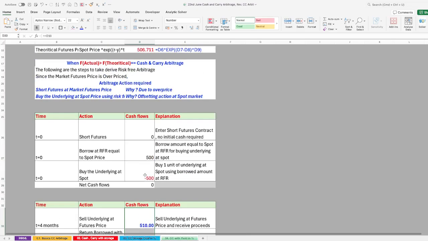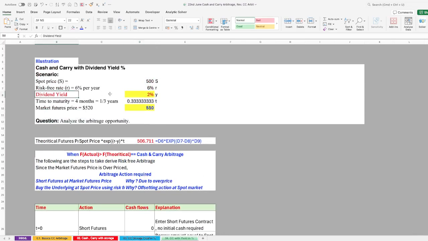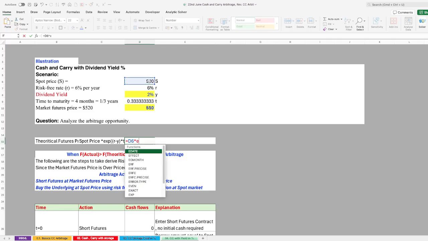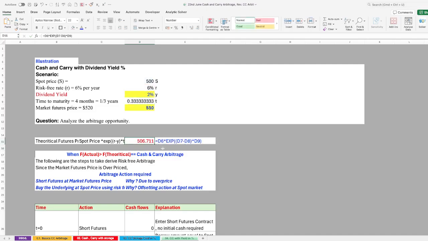The last one we'll look into is when the income, the yield, is given in percentage. So let's quickly see how you calculate. Let's say the market futures price is 510. How do you estimate the forward price? We know it is the spot price into exponential bracket 6% minus 2% into time. So you have to calculate like this. Now we got 506.711 as your theoretical price, because an income yield is given.